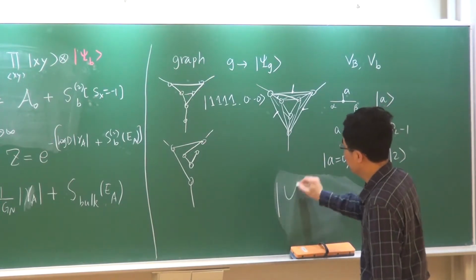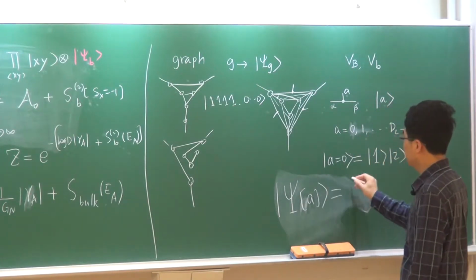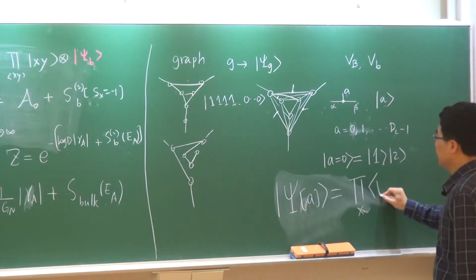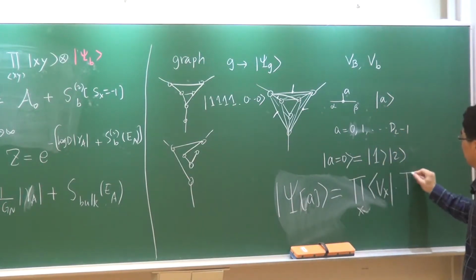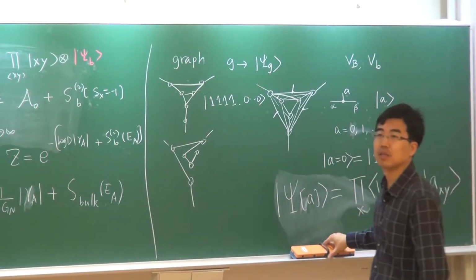So the state on the boundary corresponds to a particular A, which is random projections applied on this link state. So it's the same as before, except the link states are labeled by some quantum number A.